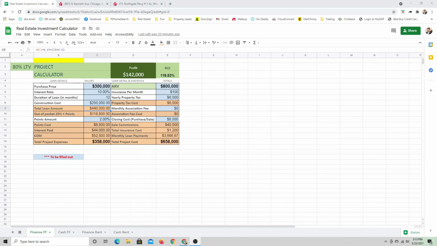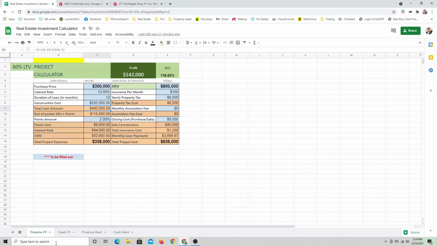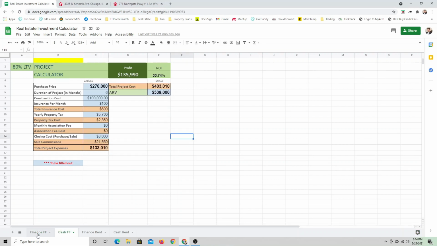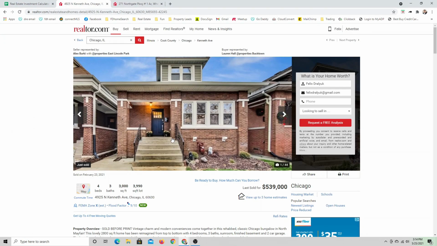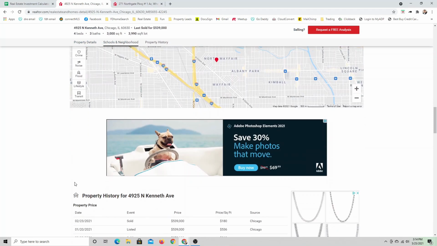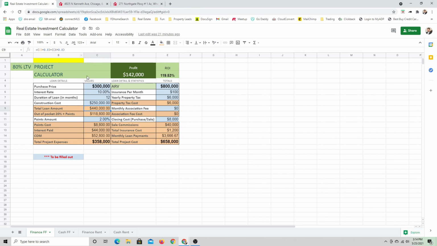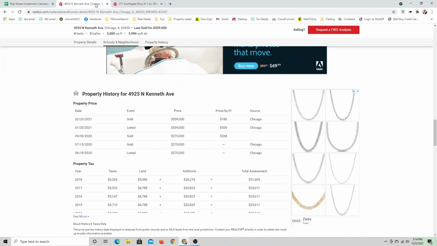To show you how to use this calculator, I've picked a couple of random properties from Realtor.com. The first property is going to be this property. We're going to use this property as an example for financing fix and flips and buying a fix and flip cash. So looking at this property, we know that it last sold for $539. We can also take a look at how much this property was bought for. So it was sold for $539 and it was bought for $270. So we know that our purchase price was $270 and the property sold for $539.